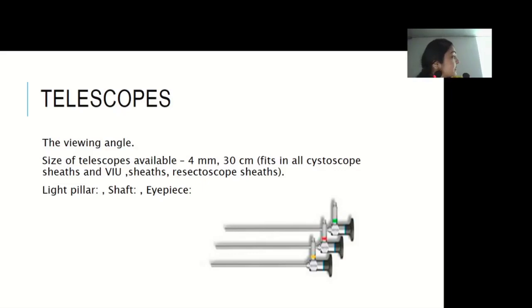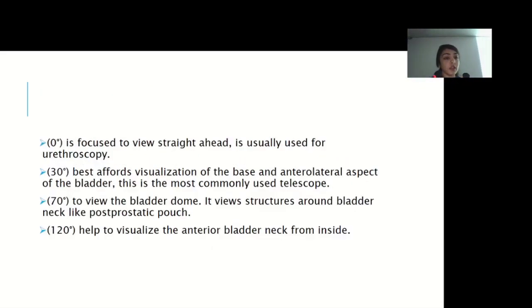So here we have a telescope. This telescope basically has 2 parts. One is the eyepiece, this is the light pillar, and this is the shaft of the telescope. The telescope's diameter is 4 millimeter, but the length is 30 centimeter. This telescope does not change with the change of cystoscope sheath. It can be adjusted in any type of cystoscopic sheath.